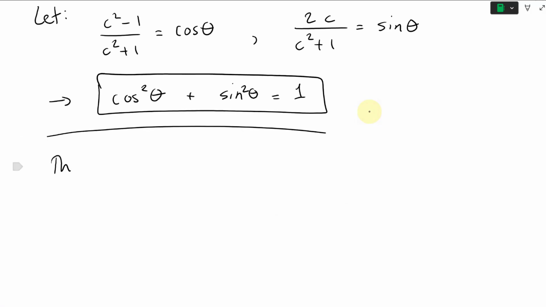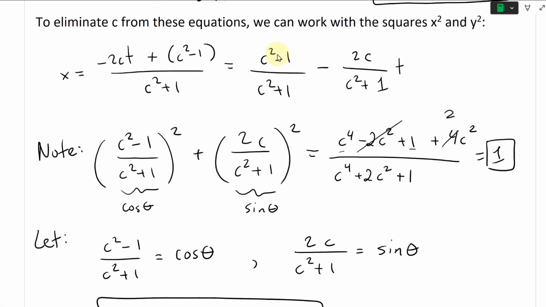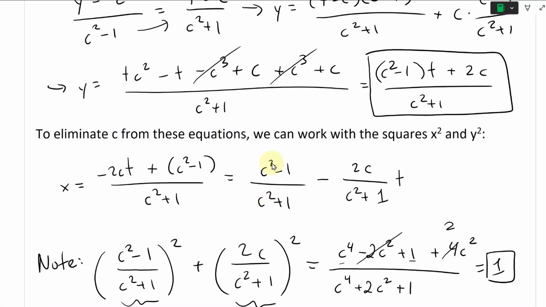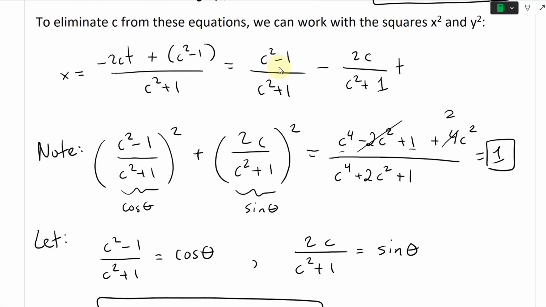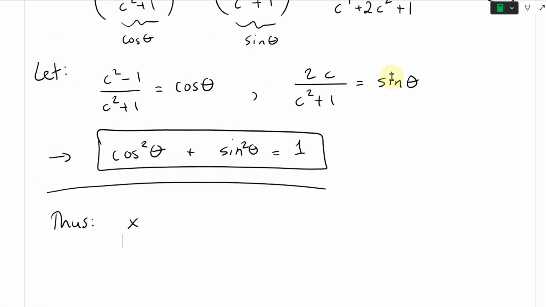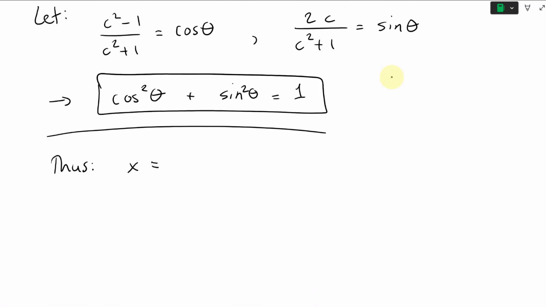So I'll write thus x, now we just replace those inside. So this is our x value right here. So this is c squared minus 1 over c squared plus 1 times cosine, and minus sine times t. So this is going to equal cosine theta minus sine theta t.